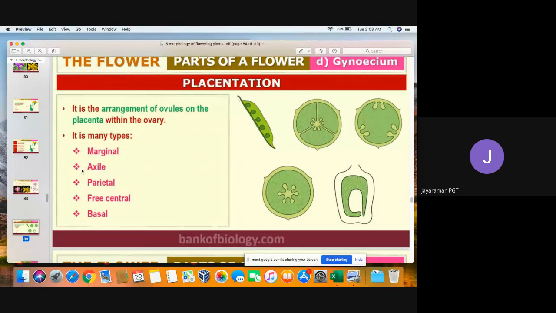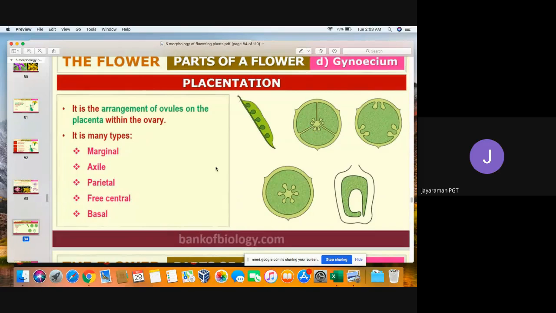Axile placentation means, here you can see, the second one in this diagram. Just now I showed the bean. No, that's called axile placentation. The ovules are attached to the central axis. Ovules are connected to the central axis through the placenta. This is axile placentation. Lady's finger you can write. Most of the plants have axile placentation.